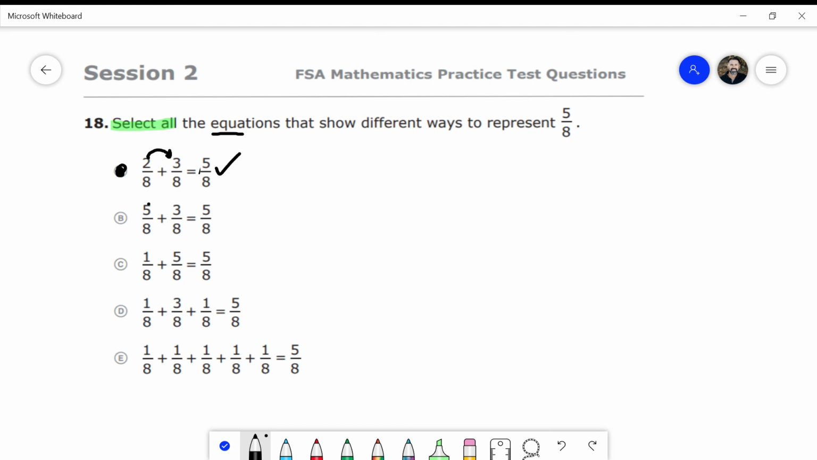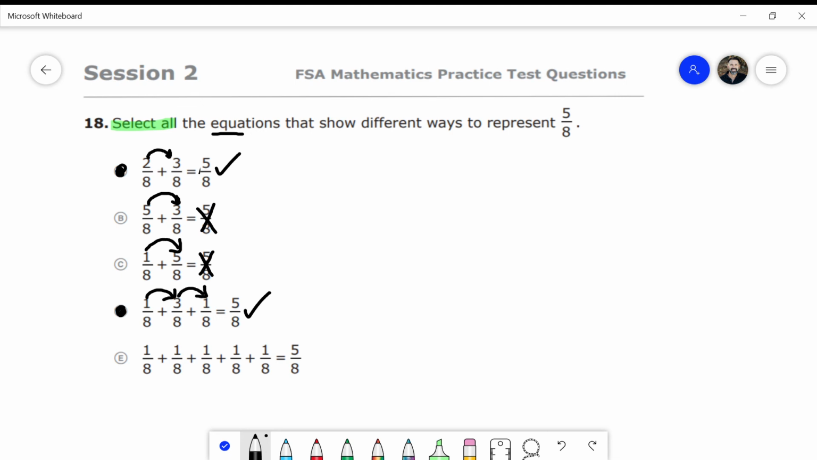If we take these 5 pieces and add them to the 3, well, that would be 8/8, which is not what we see here. If I have one piece and I put it together and add it with the 5 pieces, that would be 6/8, so that doesn't work. If I put one piece together with the 3, that's 4/8. And if I put those 4 pieces with the 1 at the end, that would be 5/8. So that works as well. So we have letter D.